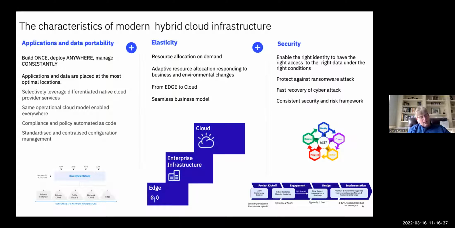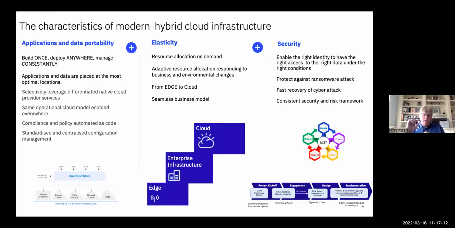So, unpacking that a little bit more, and getting to the role of DPUs, what are some of the characteristics of that hybrid cloud platform where we see 2.5 times more business value, and what are the critical attributes? One is what we call application and data portability: being able to build your application and service and deploy it anywhere and manage it consistently.